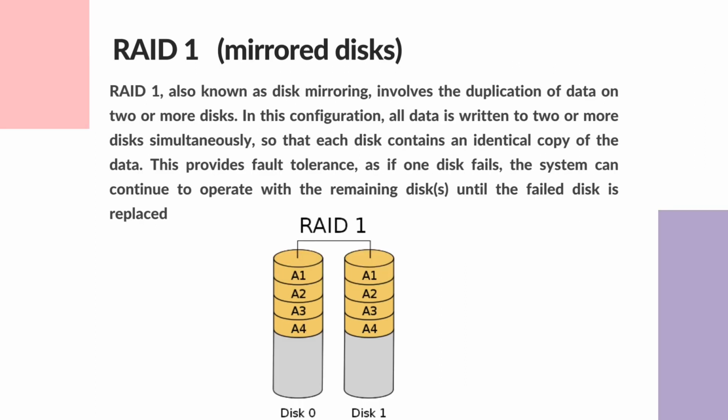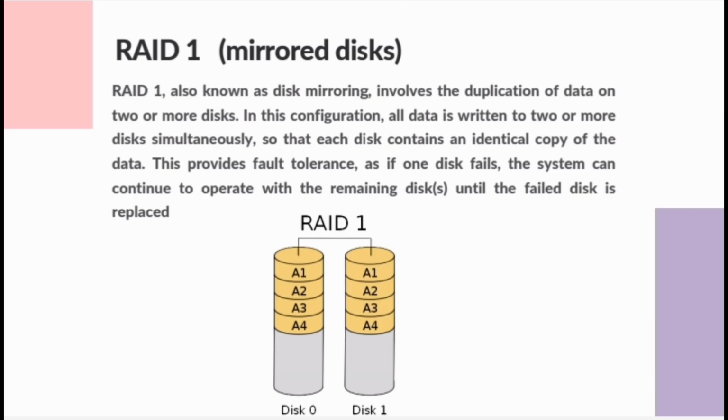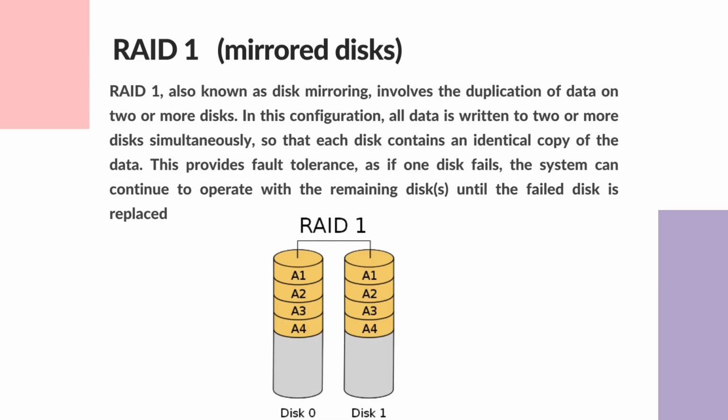This is RAID 0. RAID 1, also known as disk mirroring, involves the duplication of data on two or more disks. In this configuration, all the data is written to two or more disks simultaneously so that each disk contains an identical copy of the data. This provides fault tolerance, as if one disk fails, the system can continue to operate with the remaining disks until the failed disk is replaced.